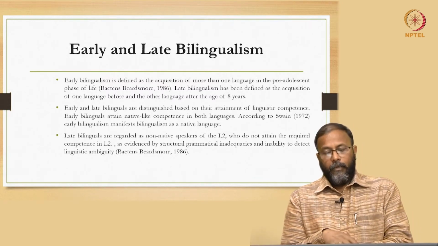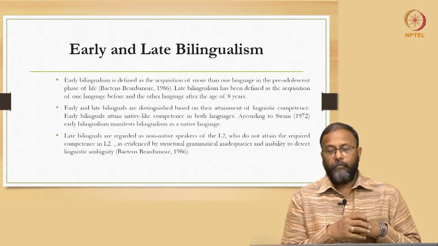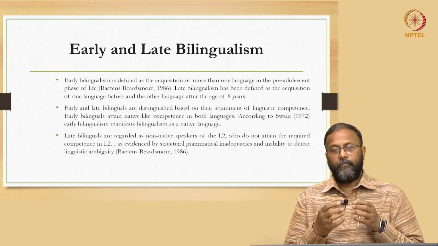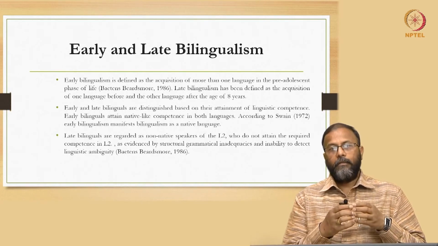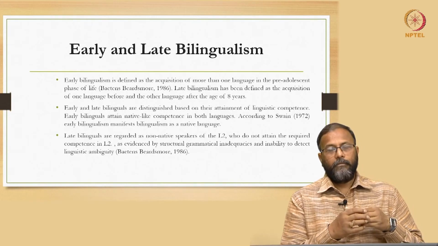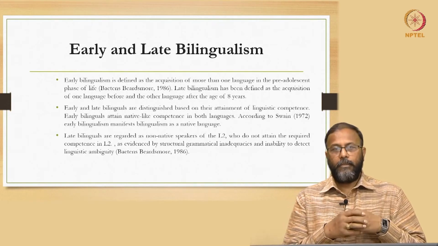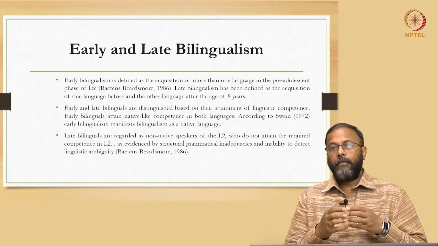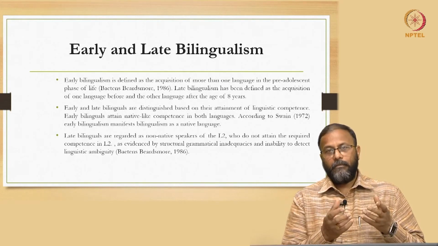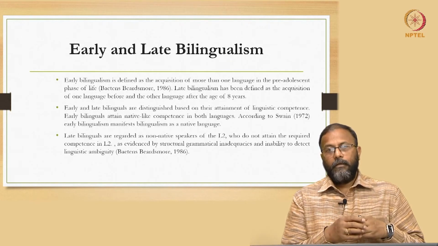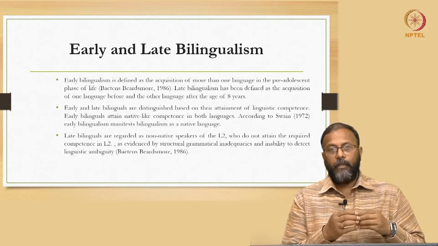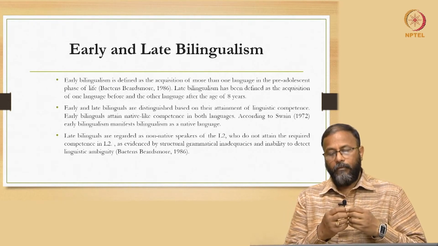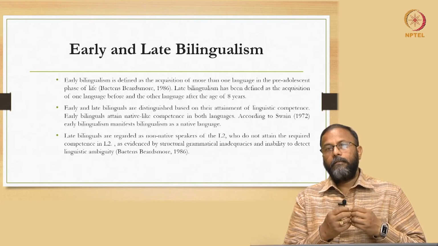Early and late bilinguals are distinguished based on their attainment of linguistic competence. So, how they attain competence in these 2 languages, we can distinguish early and late bilinguals, right? Early bilinguals attain native like competence in both the languages, as we just mentioned. And Swain says early bilinguals manifest bilingualism as a native language.